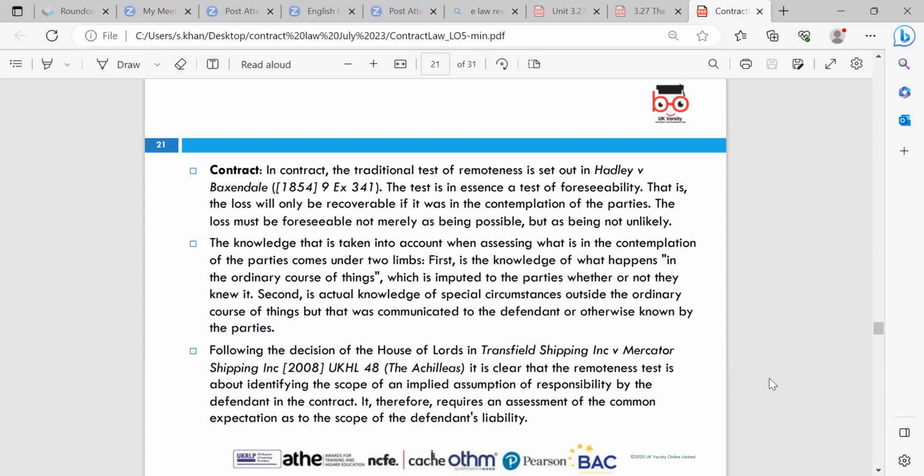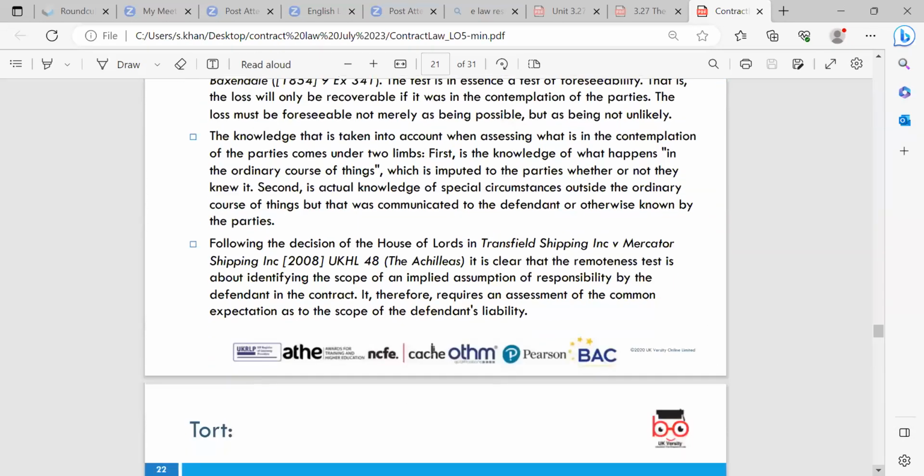Following the decision in the House of Lords in Transfield Shipping v Mercator Shipping 2008, it is clear that the remoteness test is about identifying the scope of an implied assumption of responsibility by the defendant in the contract. It therefore requires an assessment of the common expectation as to the scope of the defendant's liability.